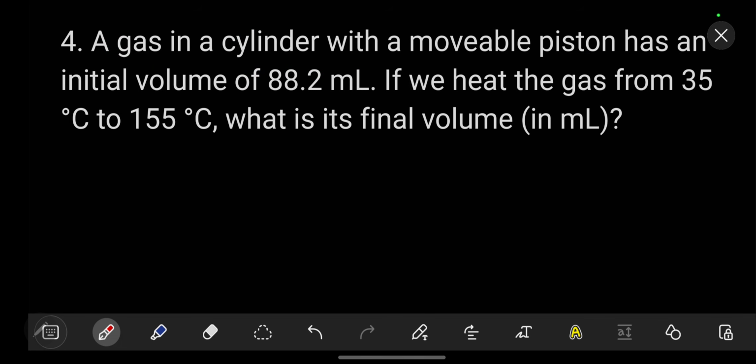A gas in a cylinder with a movable piston has an initial volume of 88.2 milliliters. If we heat the gas from 35 degrees Celsius to 155 degrees Celsius, what is the final volume? They have not mentioned anything about the pressure. If the pressure did not change, this simply means we are looking at Charles' law. By Charles' law, since the volume is directly proportional to the temperature, V1 over T1 should be equal to V2 over T2.